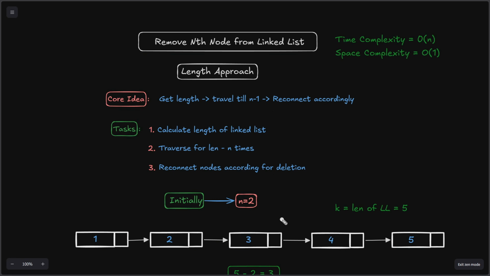Okay, so basically from the end I'll reach this, from the starting I'm going to reach this part. Okay, so to calculate what position it is, we'll need a length, that is the length of the linked list. Okay, so after reaching this point, I'm going to reconnect it according to the demands of the question. Okay, so the task in this method is going to be calculate the length of the linked list, traverse for length minus n times. Okay, so once I reach here, I can just remove this pointer or this node. Okay, then I'm going to reconnect according to my deletion requirements.